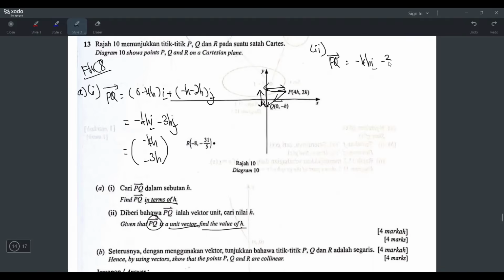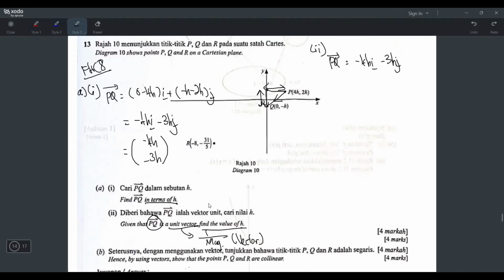But they say this is a unit vector. Do you know what a unit vector is? There's a formula: 1 over magnitude times the vector in terms of IJ. But you have to find the magnitude first. But let me tell you something. You don't have to find the unit vector. If they want you to find the unit vector, then only you use this formula. You find the magnitude, substitute, put in the vector in terms of IJ and divide by the magnitude. But this question actually tells you PQ is already the unit vector. They're just asking you to find the value of H.